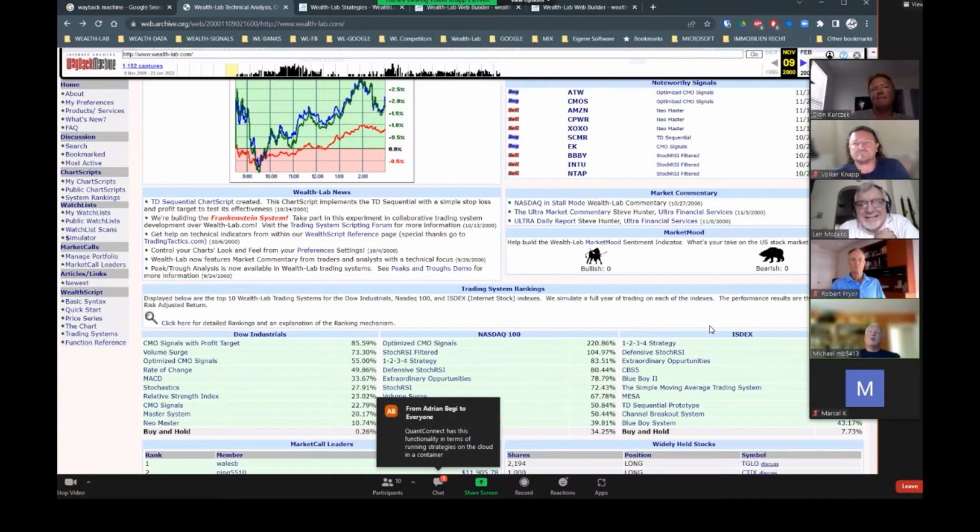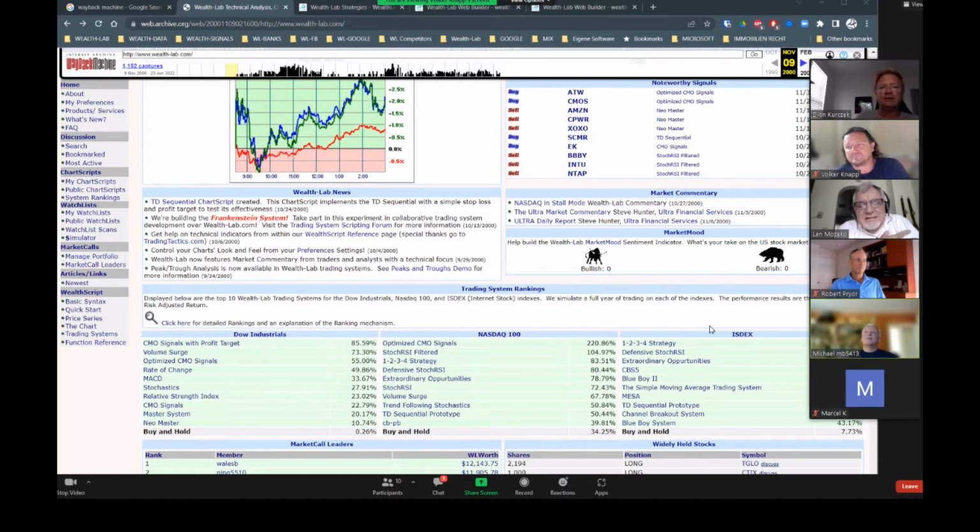What about, would this be supported by a virtual machine type environment? I'm not technical enough to understand what's behind, right? Well, right. We would need to think about those kinds of things and come up with some kind of solution that would be safe enough to introduce these code-based strategies again into WealthLab.